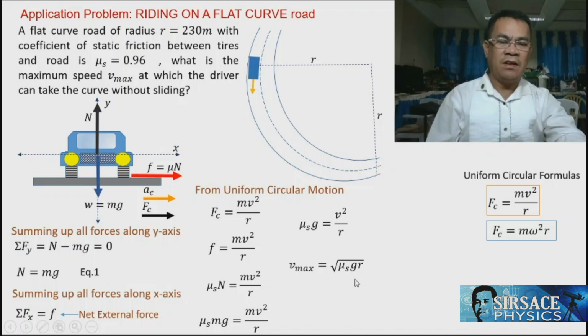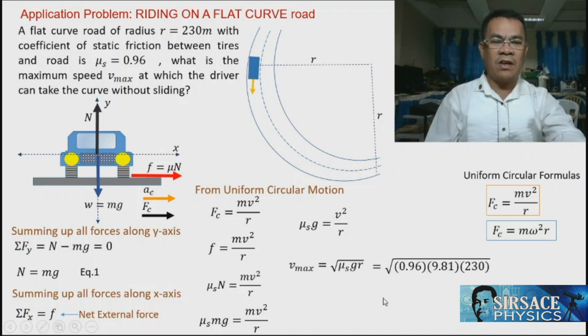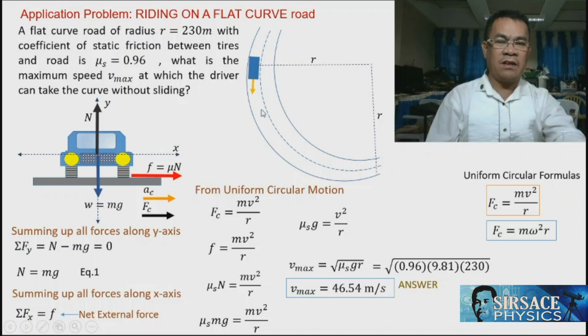Why maximum velocity? Because we will be using the given condition of the road. The actual condition is 0.96 as the coefficient of friction, and this is the Earth's gravitational acceleration times the radius of 240. So we can now calculate the velocity by substituting the values. Everything is consistent. So your maximum velocity that the driver can make the turn is only 46.54 meters per second. This is the answer to the problem.